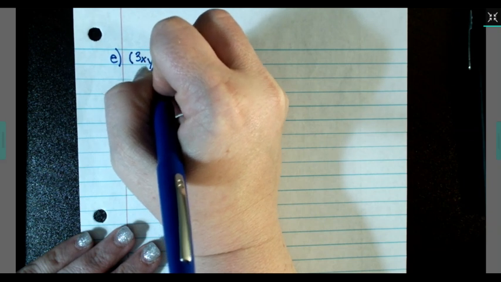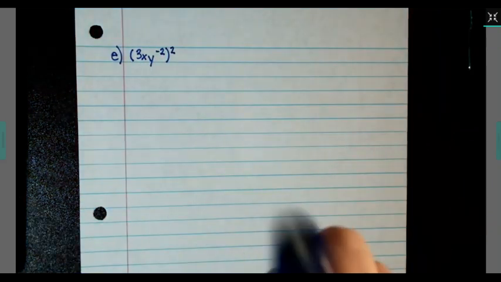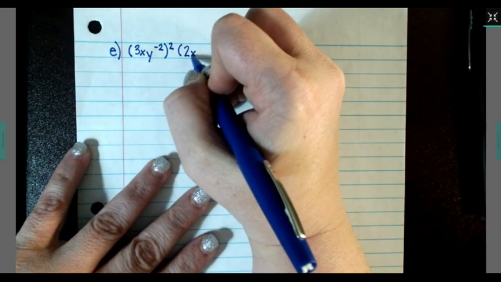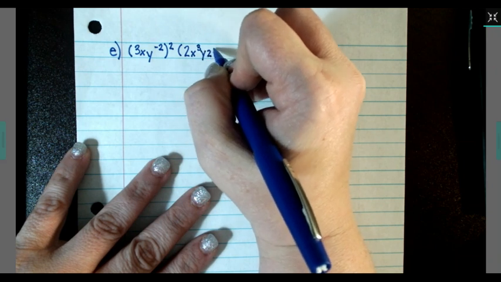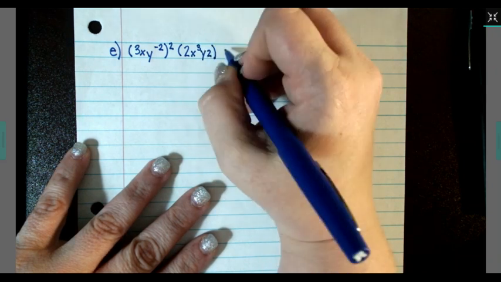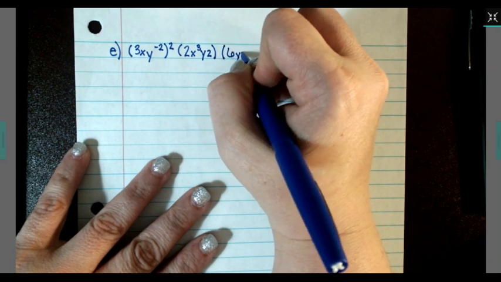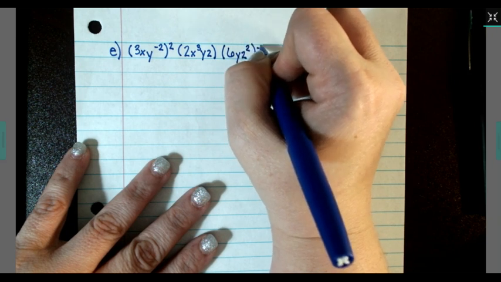3x, y, negative 2 squared. 2x cubed, y, z. And then we've got 6yz, 2 to the negative 1.